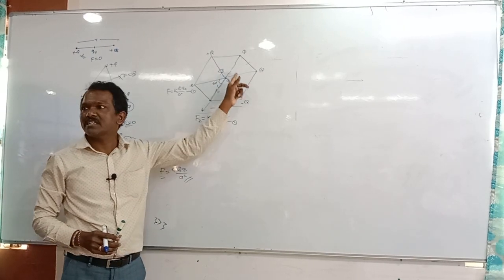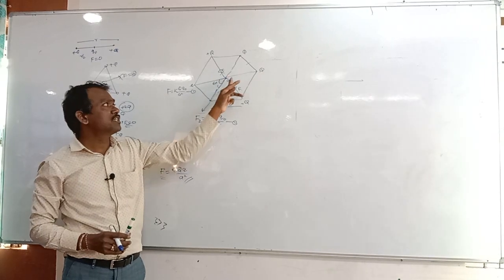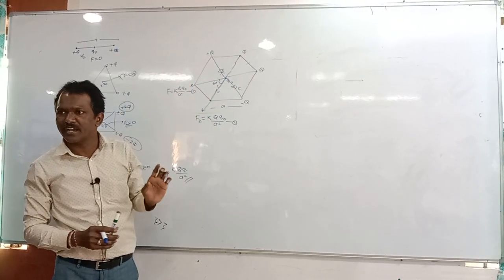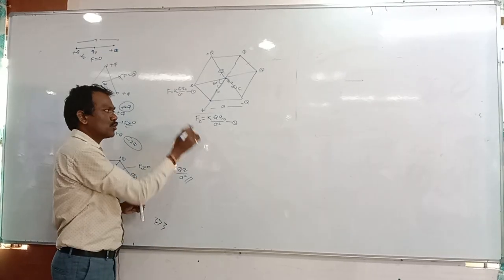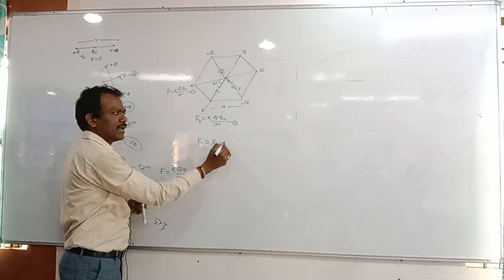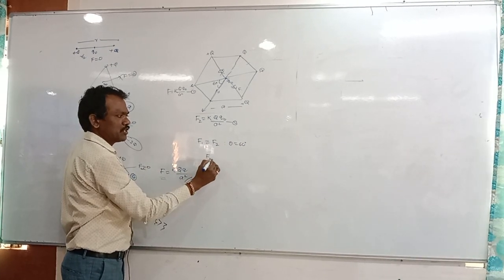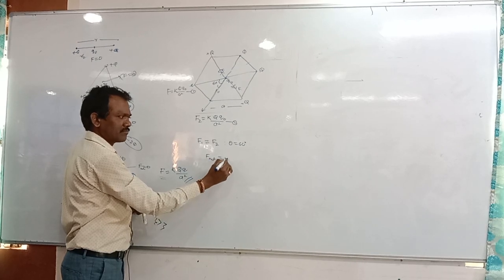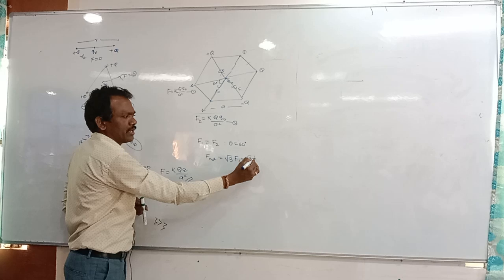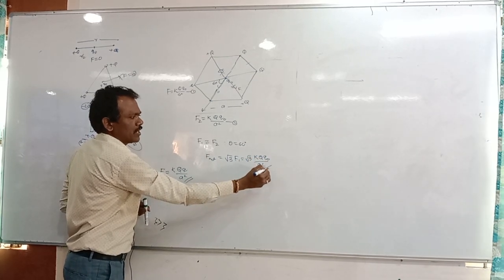The sum of all the angles of a circle is equal to 360, so it is divided equally by 6. That will be the 60 degree angle. So here two forces, F1 is equal to F2 and theta is equal to 60 degrees. Then F net we can write as root 3 into F1, that is equal to root 3 Q naught by A square.